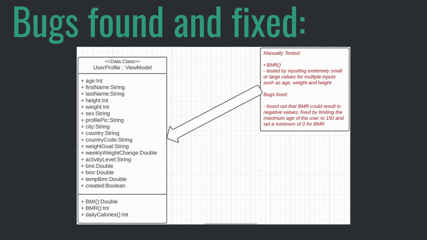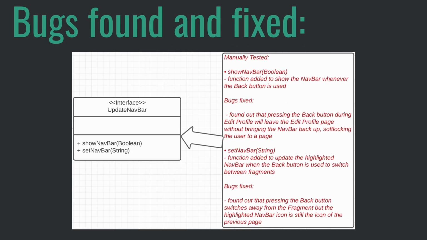One bug that may or may not be intended was that the BMR formula would result in negative values if the age was too high, so we limited the age to 150 and set a minimum value of 0 for BMR as well. The biggest major bug that was found through manual testing was one where the nav bar was not recreated if one were to use the back button on the edit profile page, which did not have a nav bar, but this resulted in the user getting soft locked on the page as you would be unable to traverse to any other pages without the nav bar. But luckily this was caught and swiftly fixed.